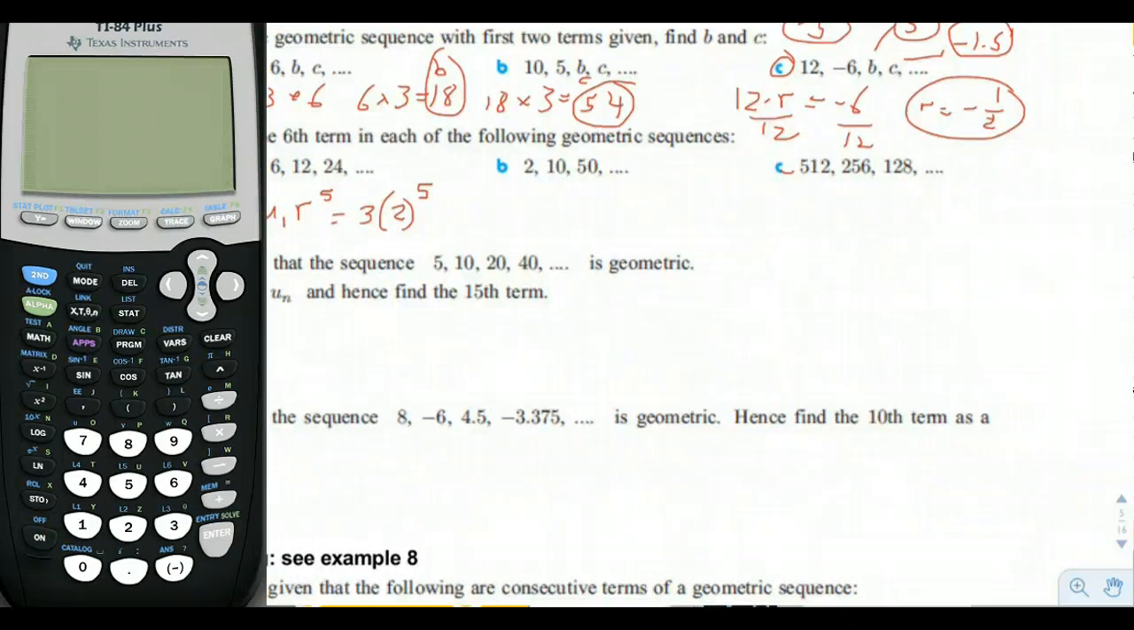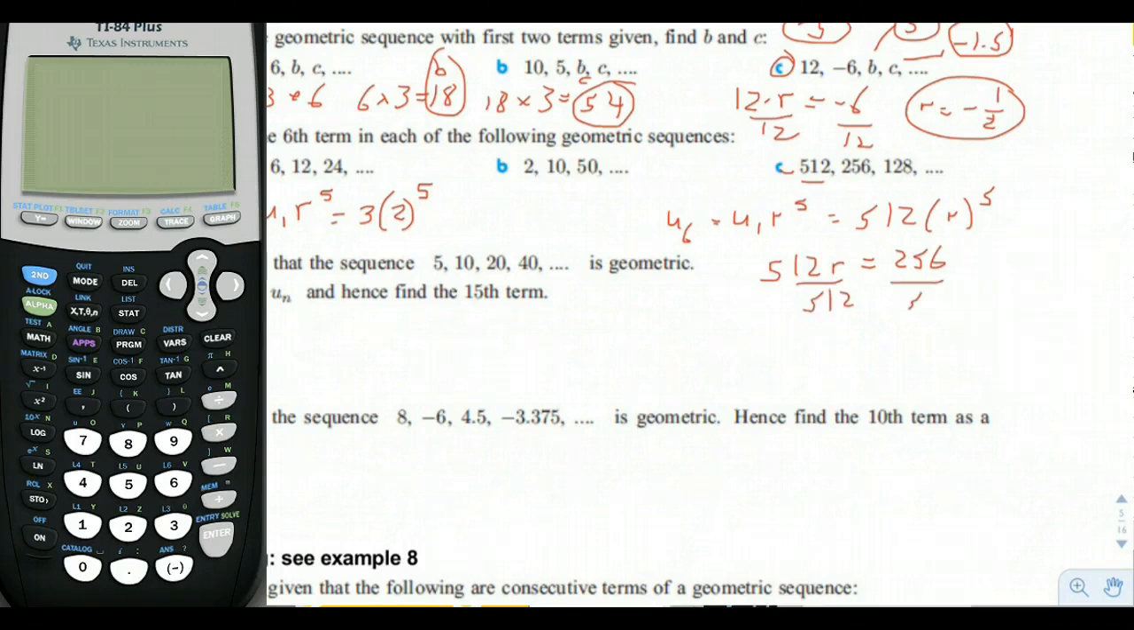C, we have u6 is equal to u1 r to the 5th, right? So u1 is just 512, right? And then r, let's see what r is. Well, what do we multiply times 512 to get 256? It might be kind of hard to see. It's either 2 or a half. We don't know. Well, if we divide both sides by 512, it'll be clearly 1/2, right? So r is actually equal to 1/2. So you could just multiply that on your calculator.